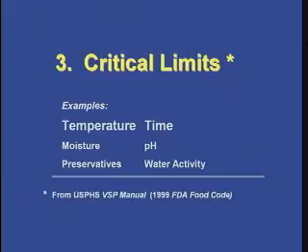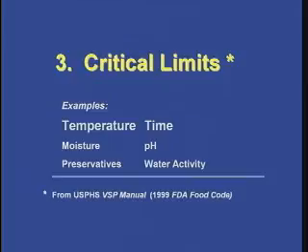Critical limits, principle number 3. We've identified the hazard associated with raw poultry as being bacteria. We have identified some critical control points, for example, cooking. Now we must identify critical limits. Critical limits can be found in the Vessel Sanitation Program Operations Manual. These critical limits were obtained from the 1999 FDA Model Food Code.